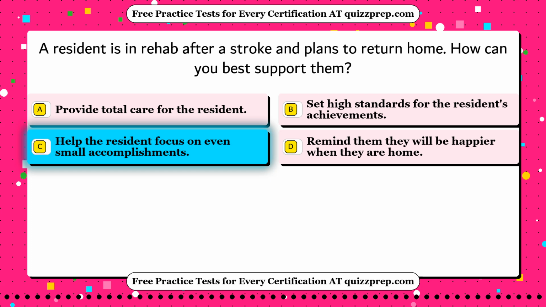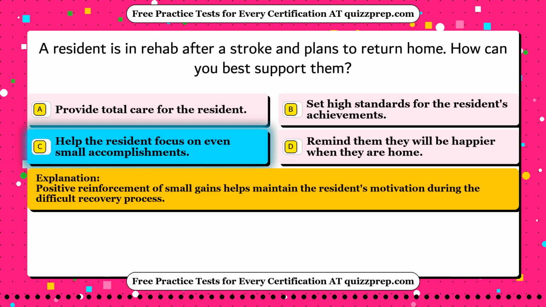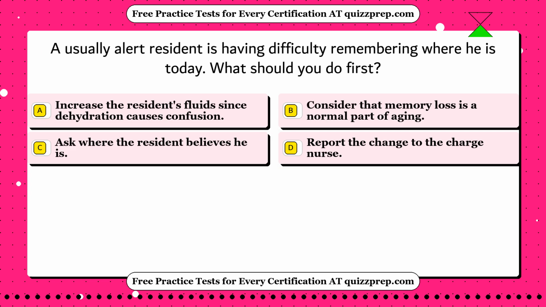The correct answer is option C. Help the resident focus on even small accomplishments. Positive reinforcement of small gains helps maintain the resident's motivation during the difficult recovery process. Question 25. A usually alert resident is having difficulty remembering where he is today. What should you do first?